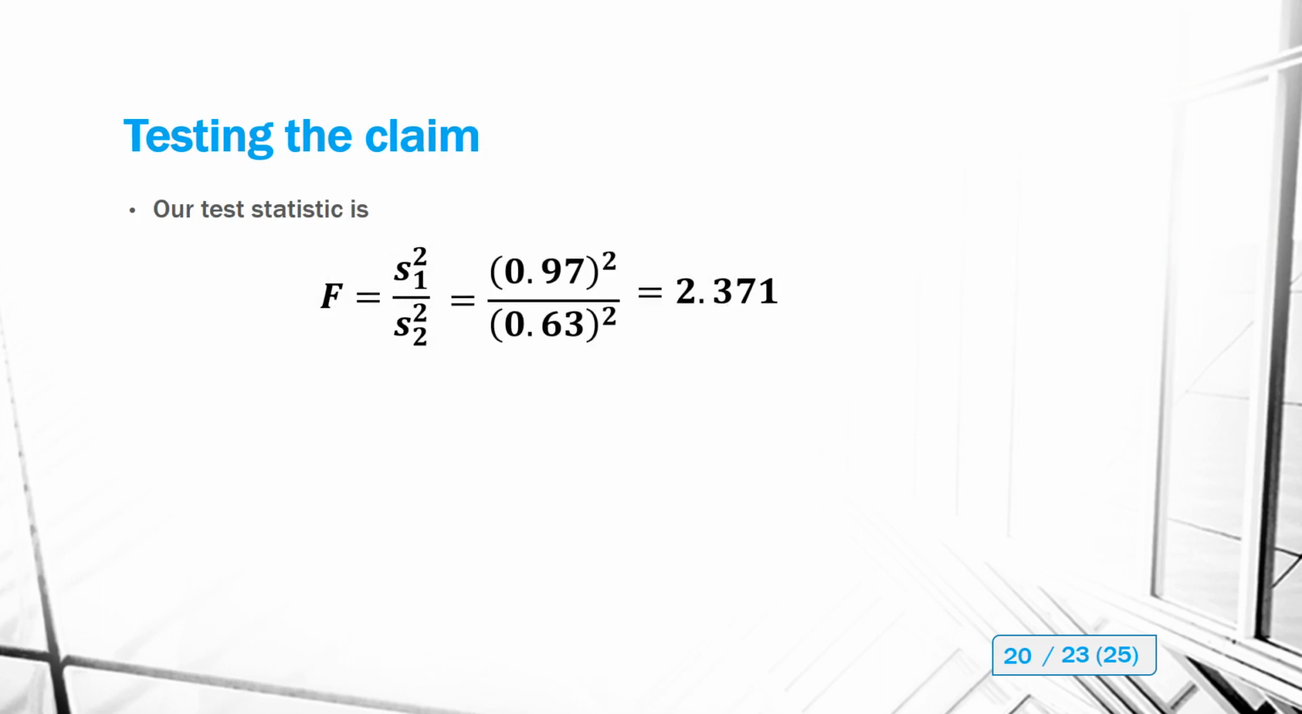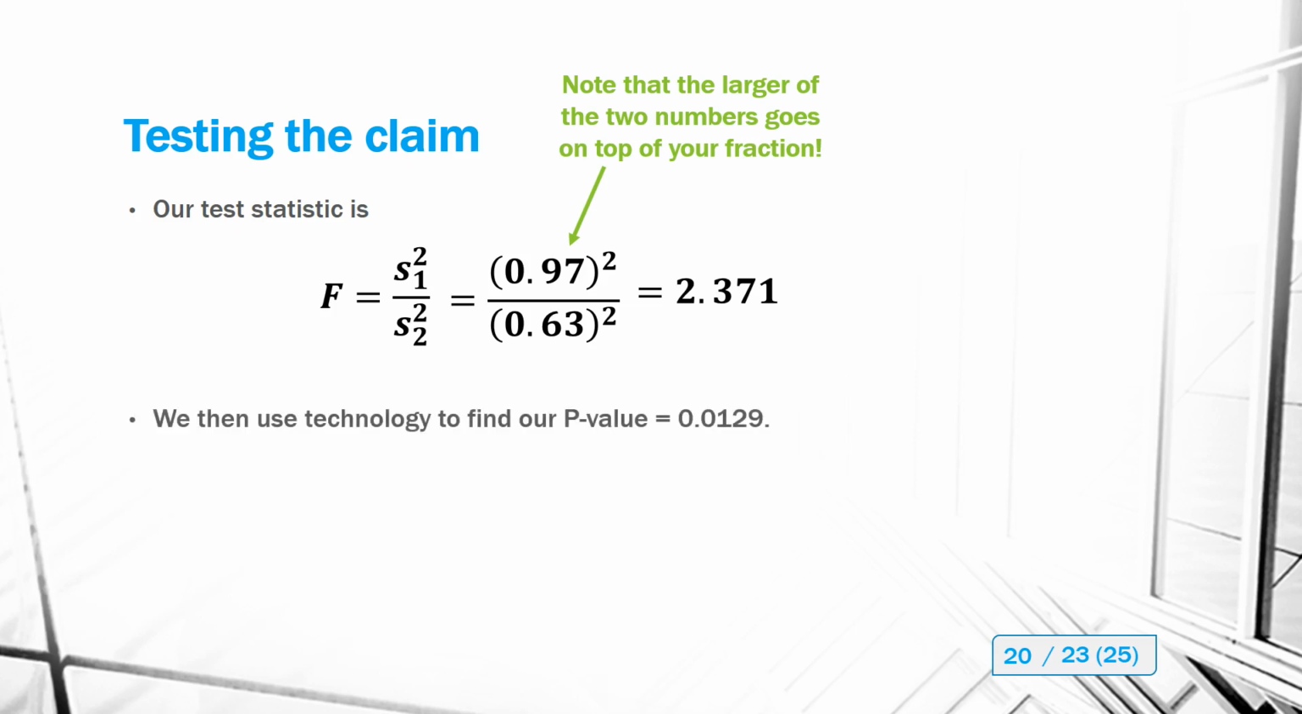Here's our test statistic. Notice I put in the values that I have from the previous sample set, punch it out, and out comes 2.371. Notice that when I set this up, the larger of the 2 numbers goes on top. So if you're actually getting an F-score test statistic that is less than 1, you did something wrong. You take that number and take the reciprocal, flip it over, because you've got the wrong number up on top.